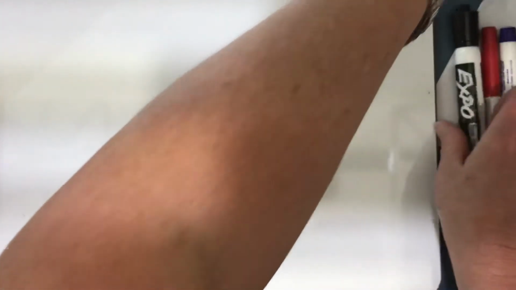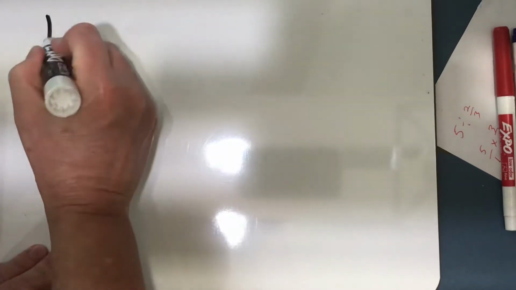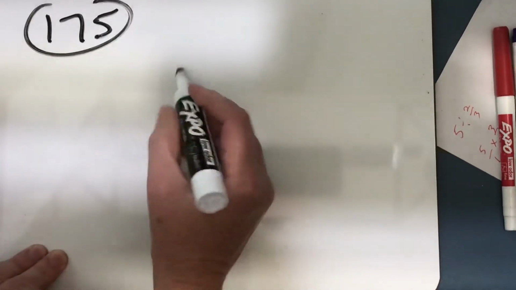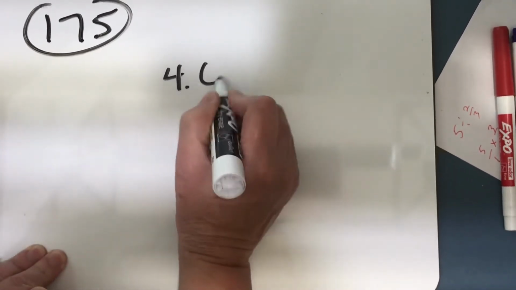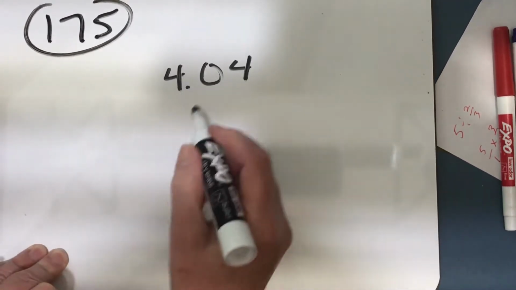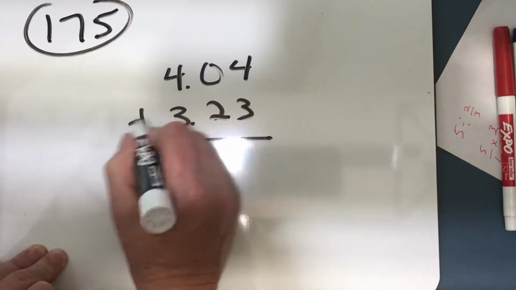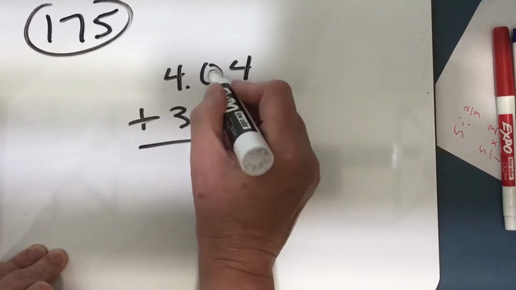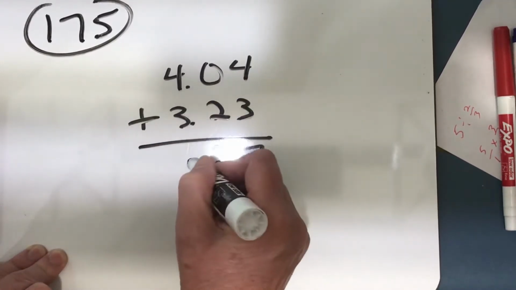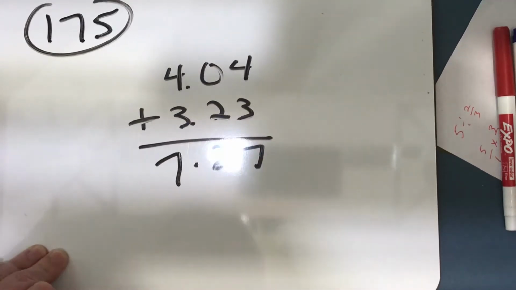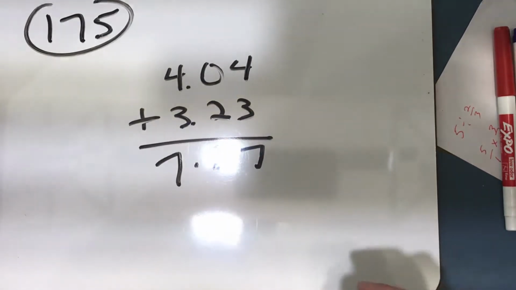So all I have to do with that, and this is 175, is write down my numbers vertically. I need to align my decimal places and just add. 4 plus 3 is 7. 0 plus 2 is 2. Put my decimal point, and then 7. So that is 7 and 27 hundredths. Now let's look at number 2.